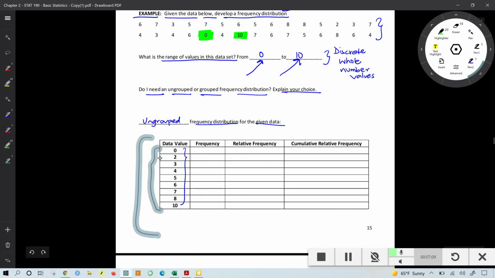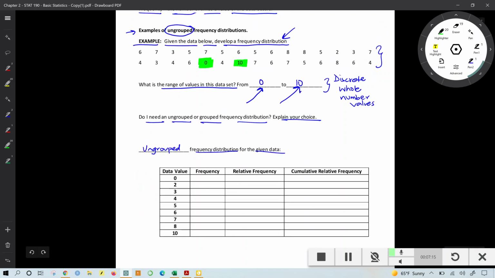I can tell that it is okay not to group each number with any other number. The next thing will be to write the respective frequencies for each possible data value. So, how many zeros do I have in this data? I have 1. And then how many 2's do I have in this data? I have 1. How many 3's do I have in this data? I will count. I have 3.